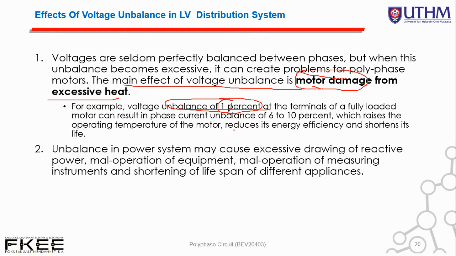At the terminal of a fully loaded motor, it can result in phase current unbalance of 6 to 10%. With only 1% voltage unbalance, it may cause phase current unbalance of 6 to 10%, which raises the operating temperature of the motor. The higher the current, the higher the heat. Due to the operating temperature of the motor, it reduces energy efficiency. In terms of efficiency, it may reduce it and shorten its lifespan.